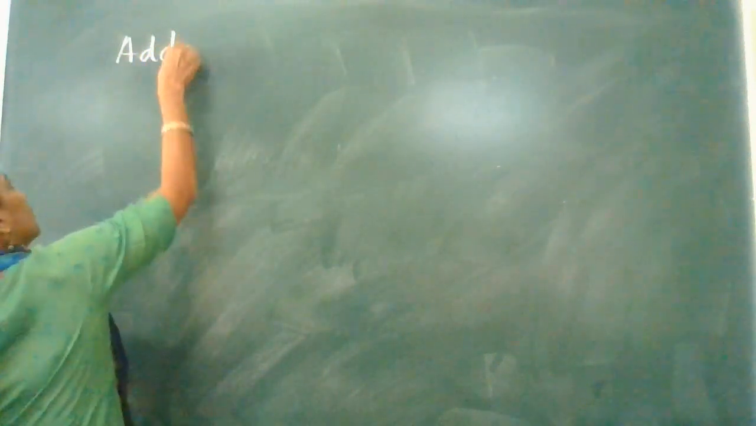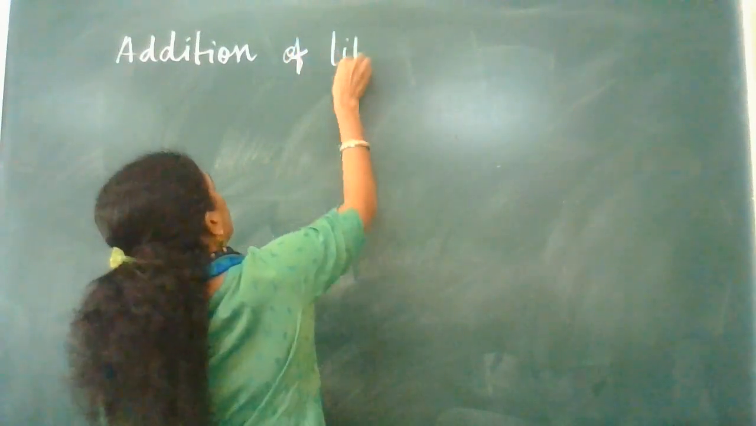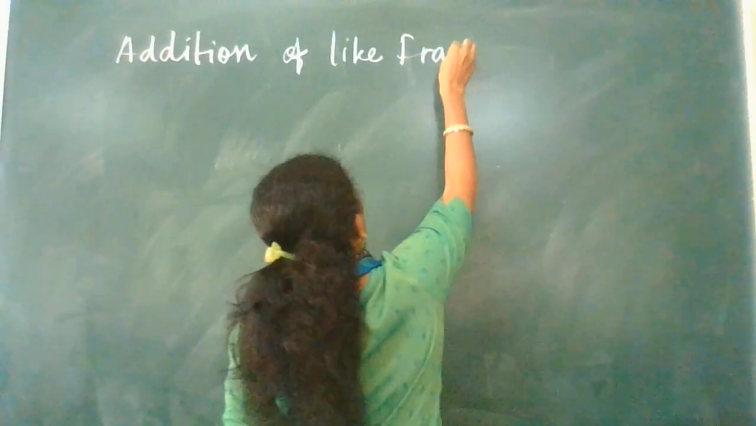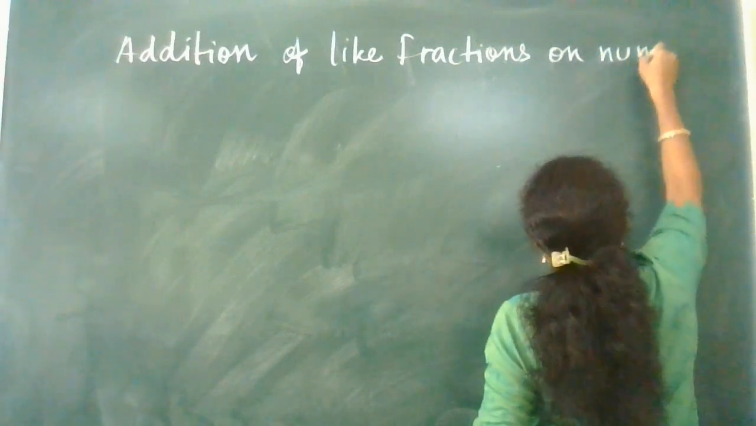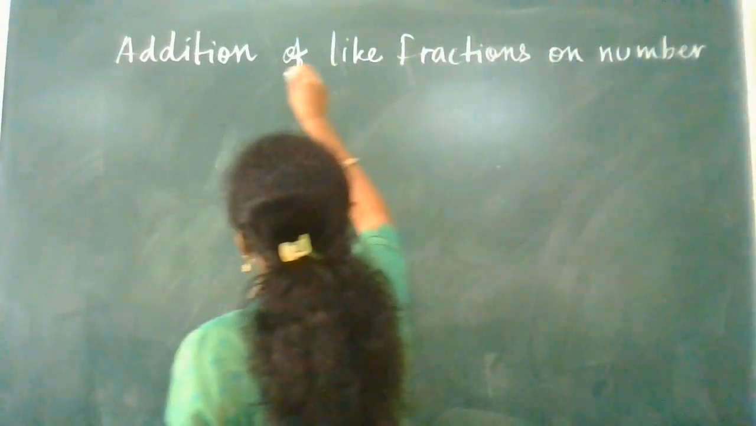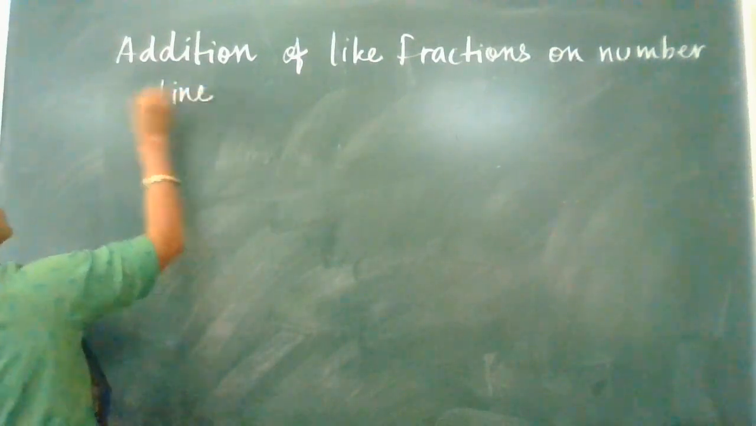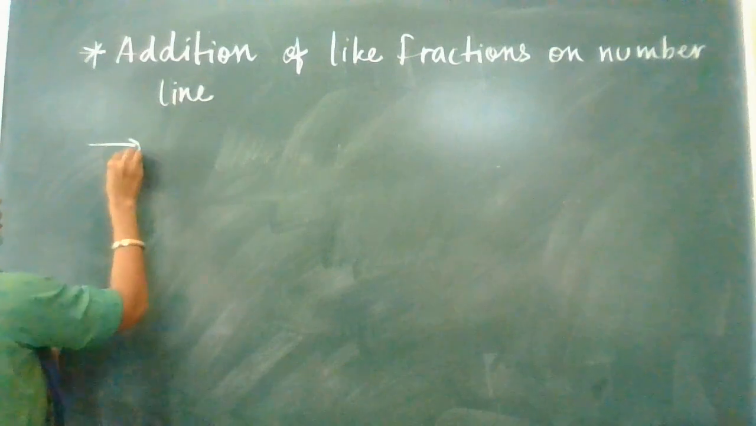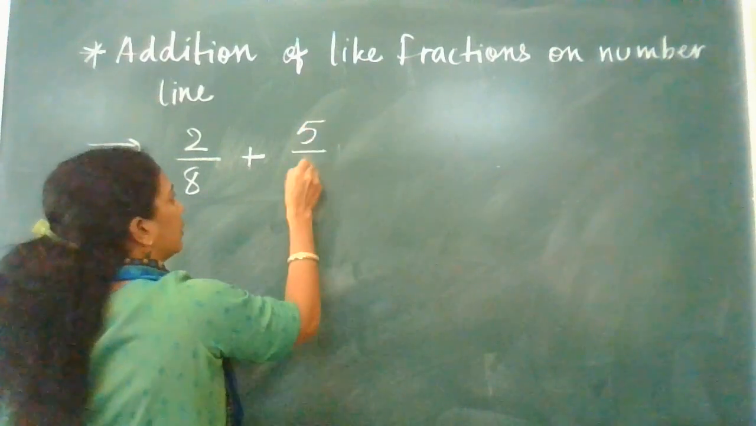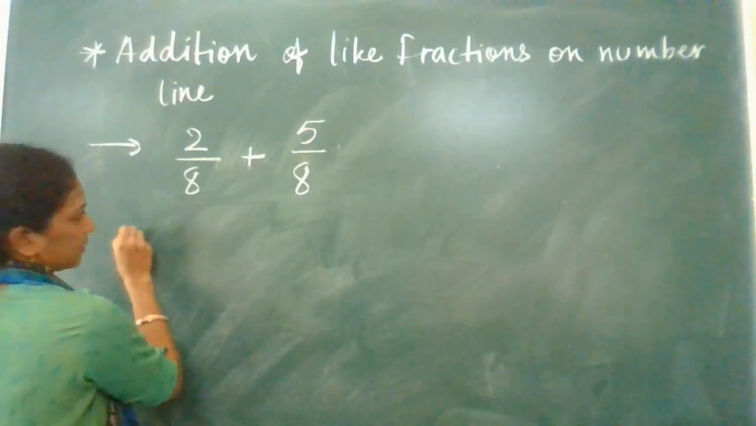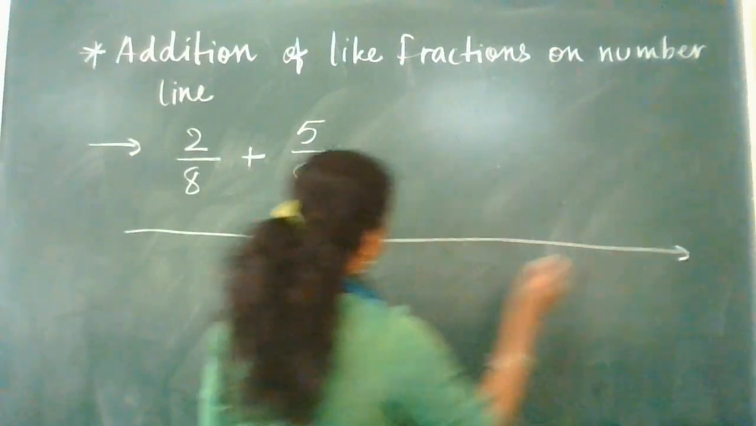Okay, now we'll see addition of like fractions on the number line. For example, you are doing 2 upon 8 plus 5 upon 8. So let's do the addition on the number line.